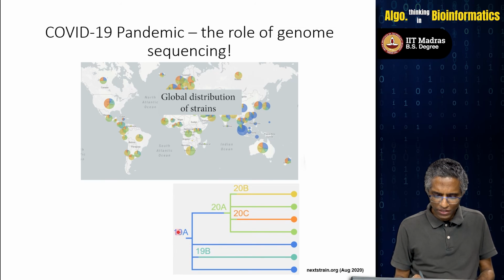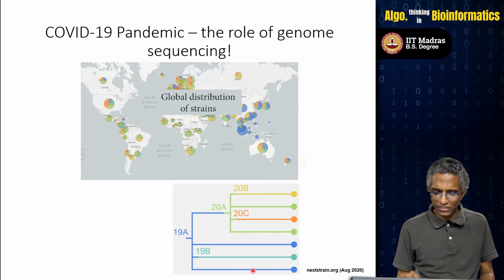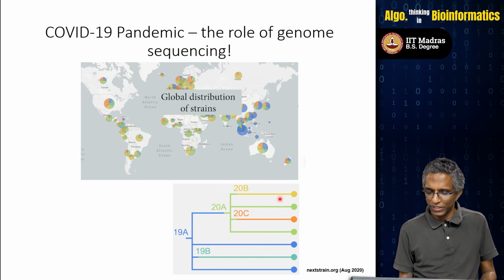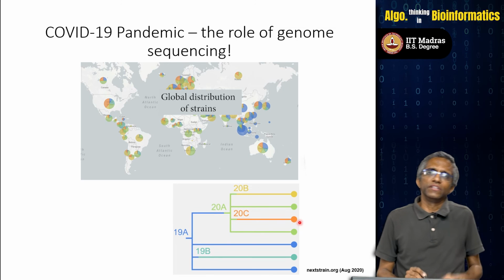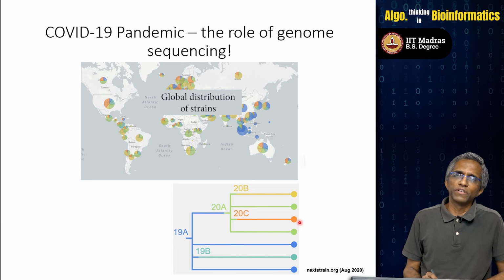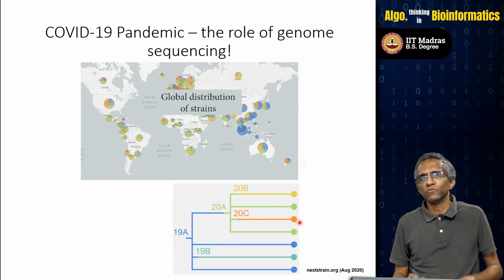And here are some of the strains of this virus that are shown. This is basically a tree that says initially there was this 19A, and then it diverged into the 19B lineage and then 20A strains, and then 20A became 20B, 20C and so on. And the common names that you may have seen in the news are the alpha, beta, delta, omicron variants and so on.